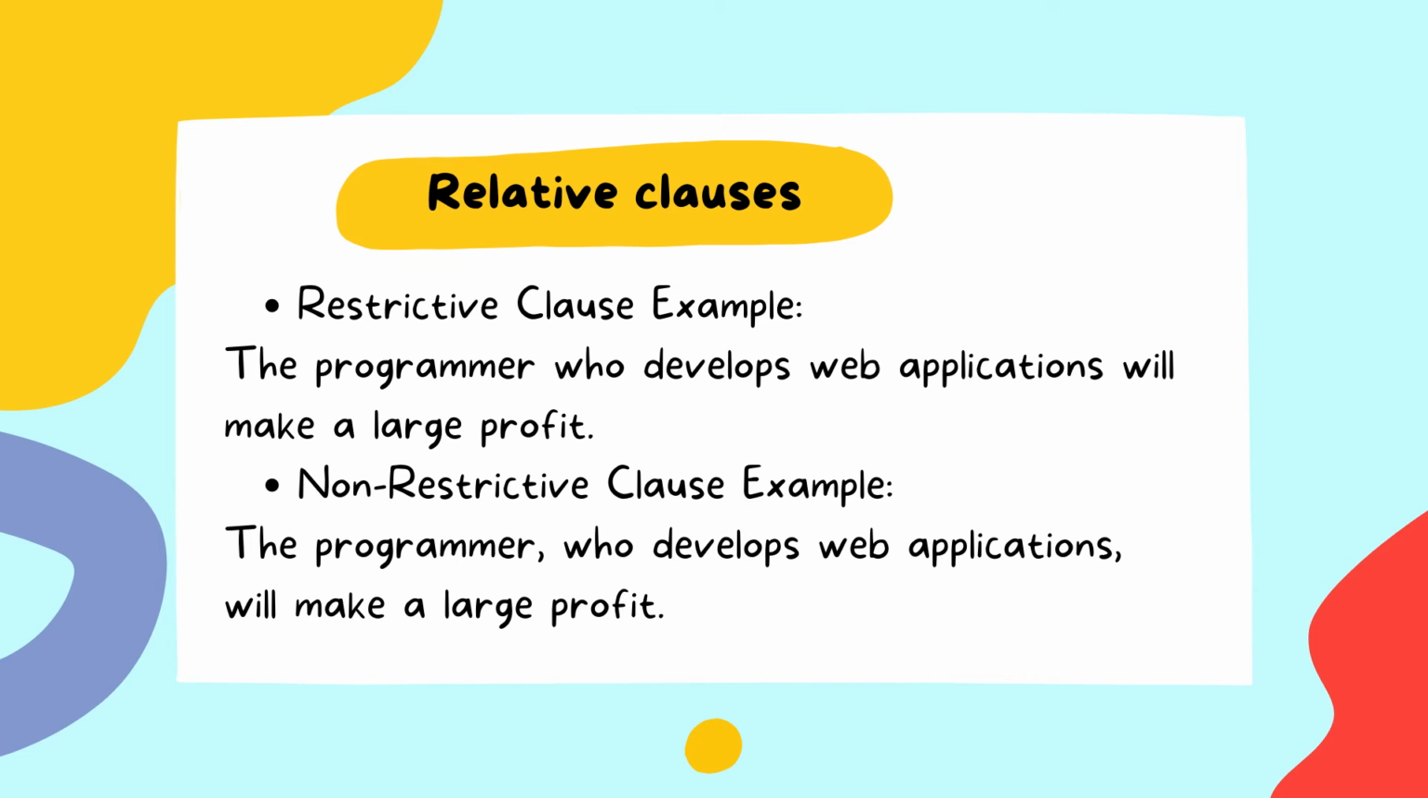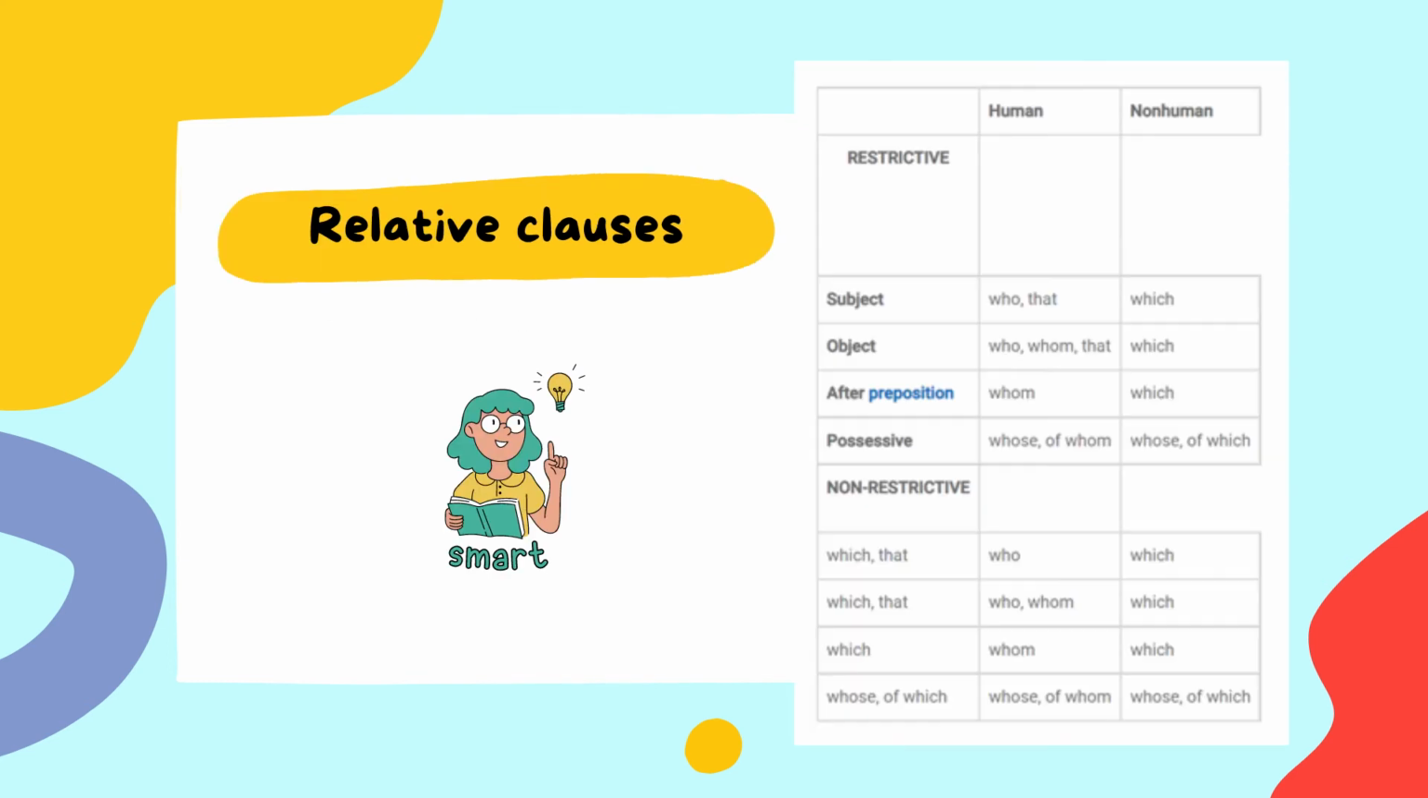restrictive clause example: "The programmer who develops web applications will make a large profit." And the example of a non-restrictive clause is: "The programmer, who develops web applications, will make a large profit." Now we can see a little chart that exposes specifications of restrictive and non-restrictive clauses, also considering human and non-human relative pronouns.